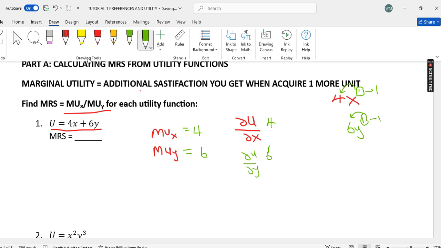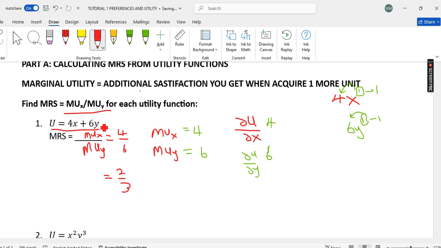So we can find our marginal rate of substitution. Okay, so we're going to say MRS equals MUx over MUy. MUx is 4, MUy is 6. We can simplify this fraction to 2 over 3.